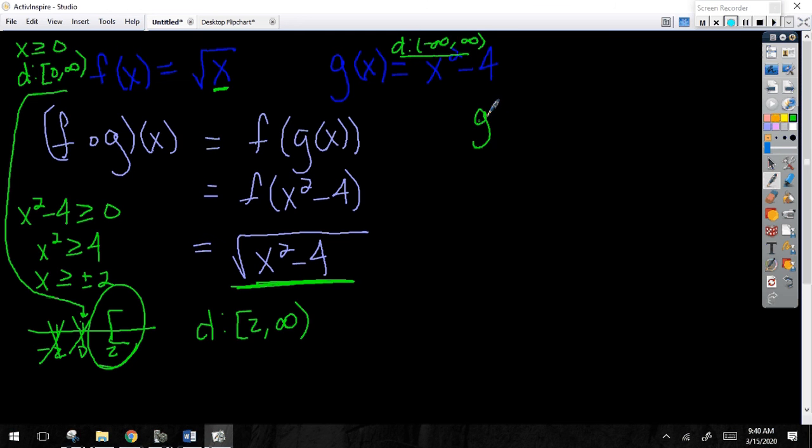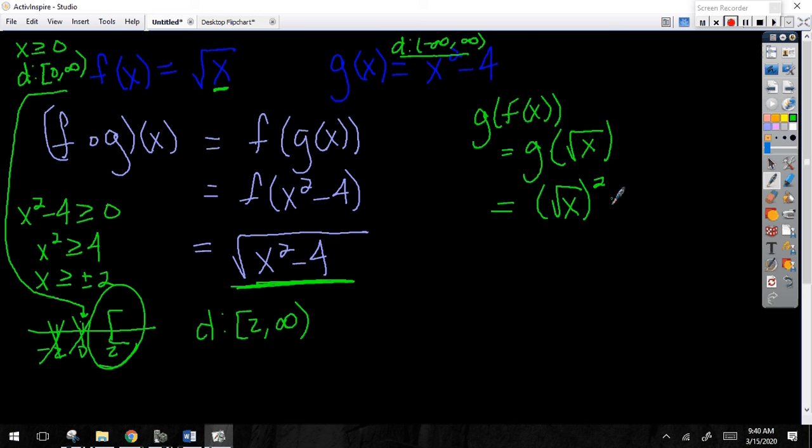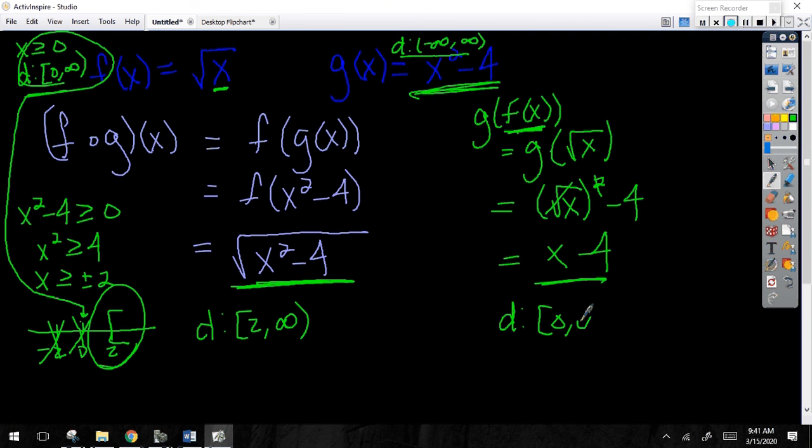Number 15 flips things around and asks me to do g of f of x. This time I'm going to take g and plug in the square root of x. So it's the square root of x, squared, minus 4. These cancel because they're opposites, so I get x minus 4. And again, look at your domain restrictions. There are no restrictions on this one, no restrictions on this one. This is the only one with restrictions, but because I used it here, I have to include those restrictions in my domain. So from 0.